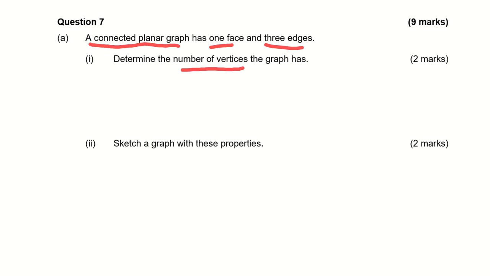What does it mean by connected planar graph? Obviously it has to be planar. You can draw it without crossing edges. You must have heard that before. But connected means I can choose any node and I can get to all the nodes.